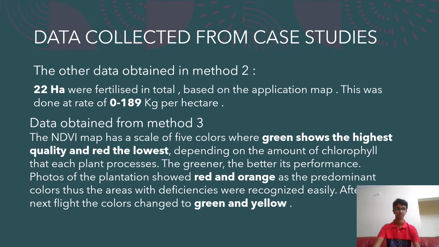Data obtained from method 3. So basically an NDVI map has a scale of 5 colors where green shows the highest and red shows the lowest quality, depending upon the amount of chlorophyll that each plant processes. The greener, the better its performance. So photos of the plantation first showed red and orange as the main colors, but then slowly changed to green and yellow after the next flight.